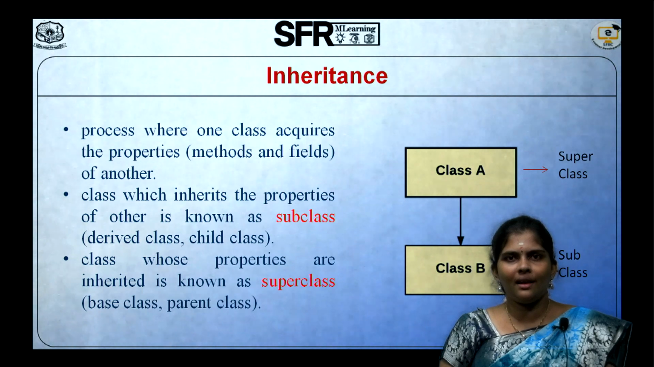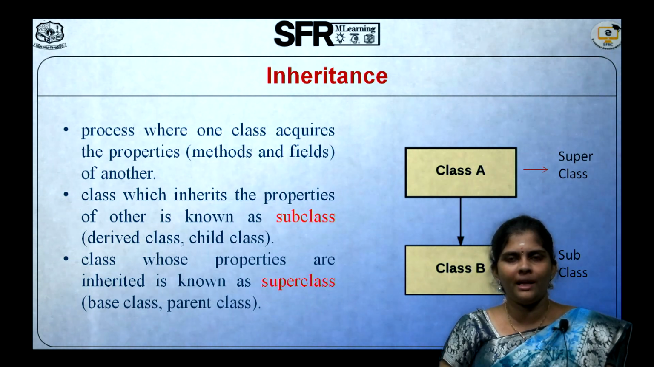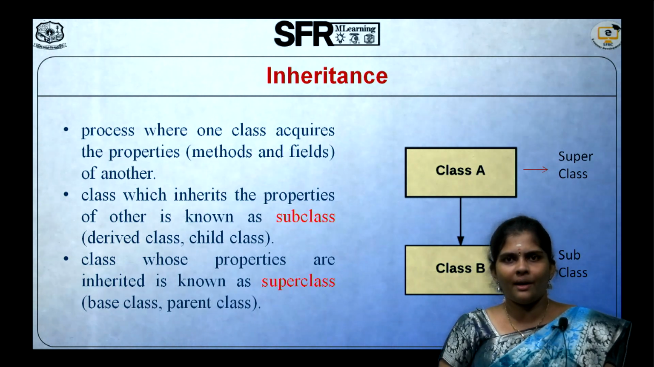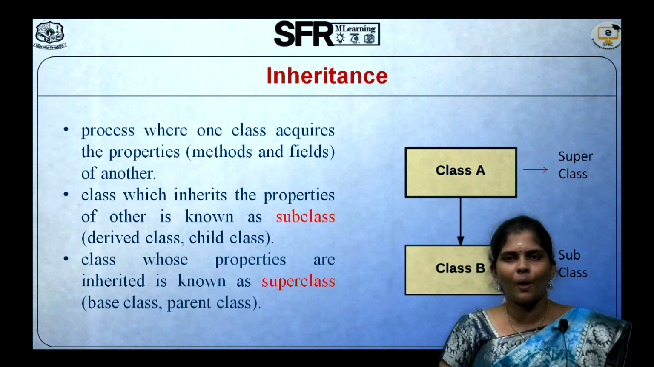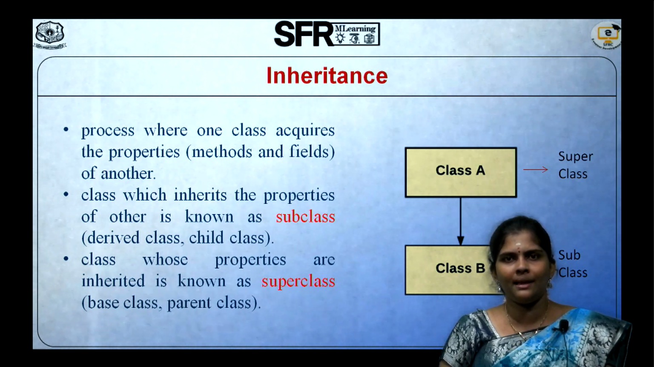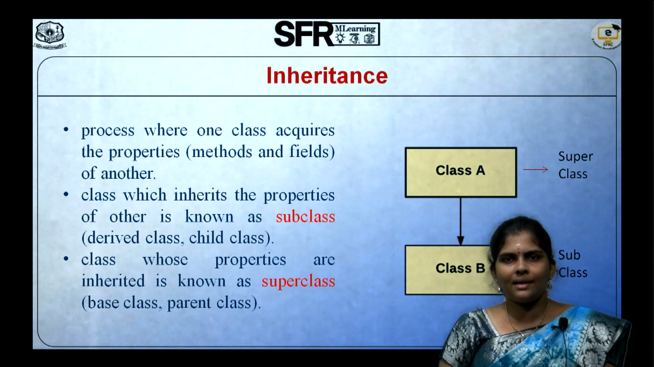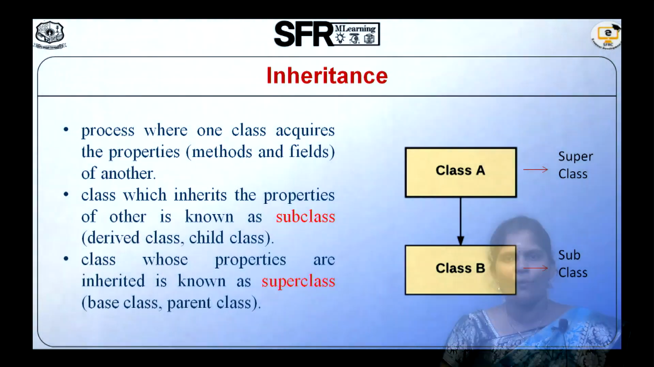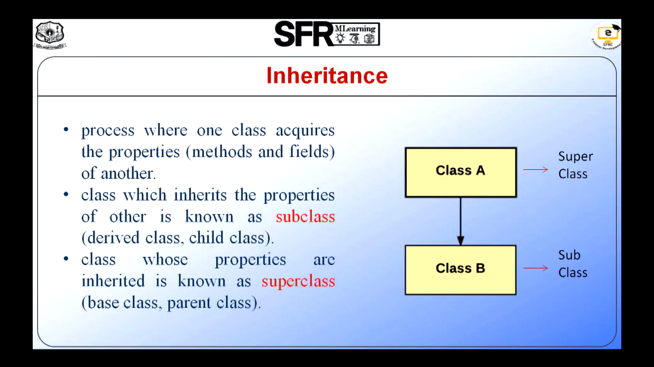Here we see the definition for inheritance. Inheritance is the process where one class acquires the properties and methods from another class. The class that inherits the properties from one class is called the subclass, and the class whose properties are inherited is known as the superclass. So here we see the example diagram. Class A and class B are there, and class B is the subclass and class A is the superclass.